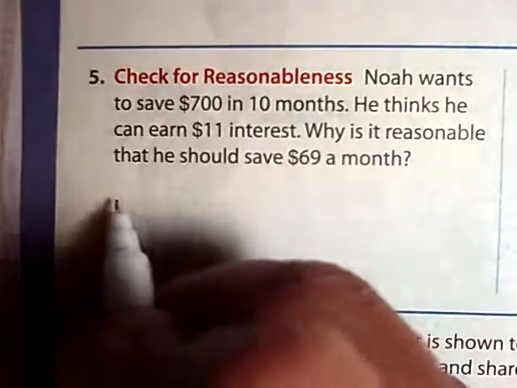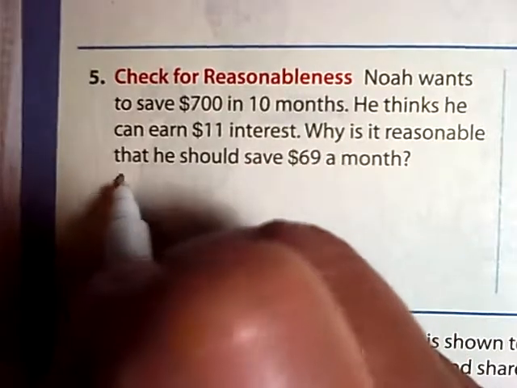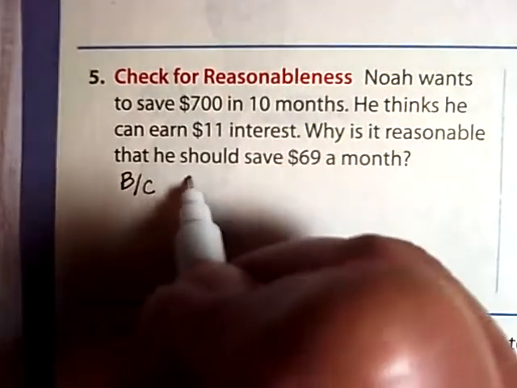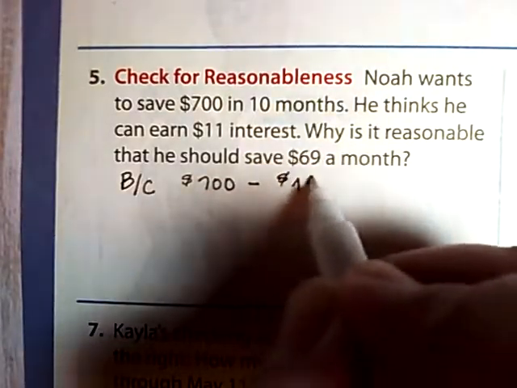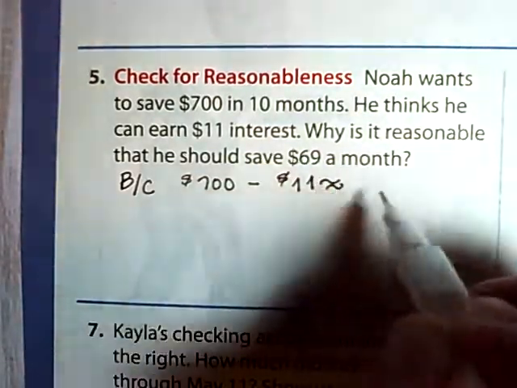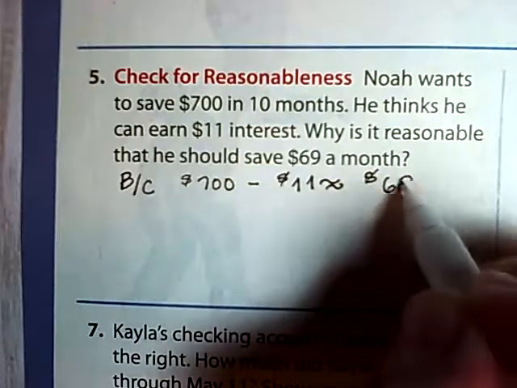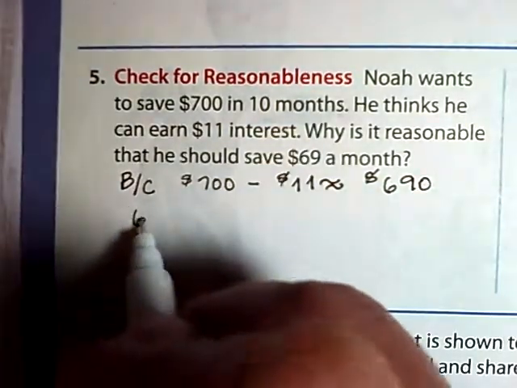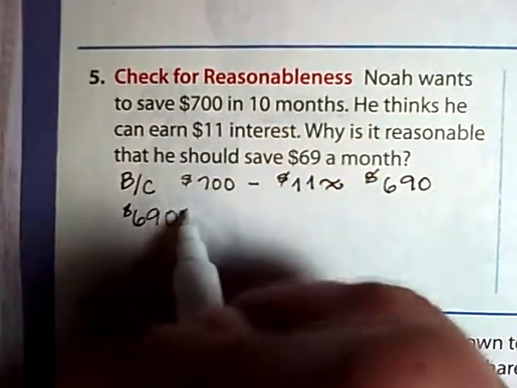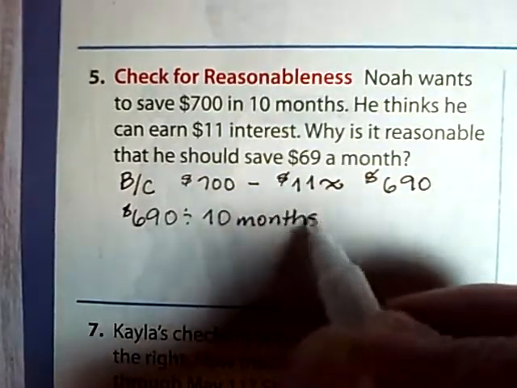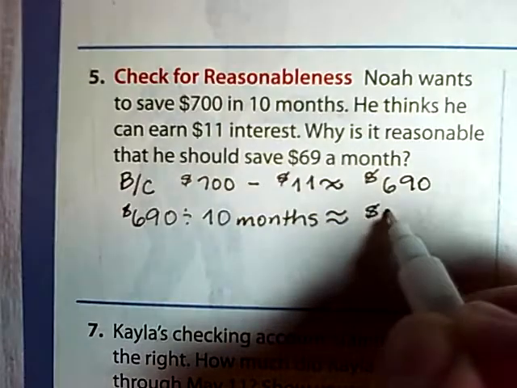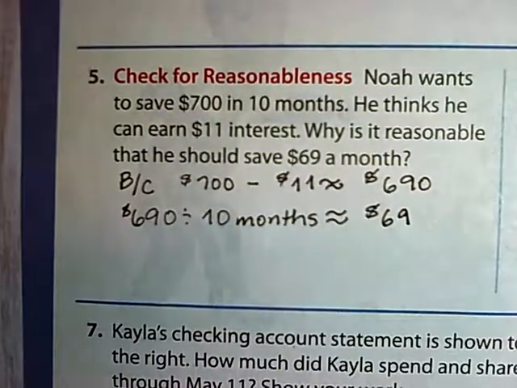Well, we're going to say that because, and I'm going to write in here my abbreviation, because $700 minus $11 is about 690. And 690 divided by 10 months is about $69, which is what he's doing.